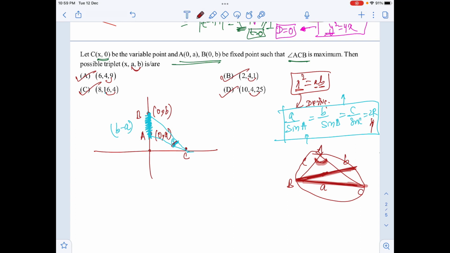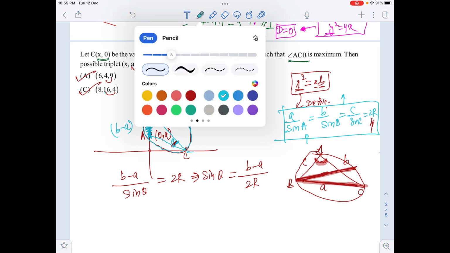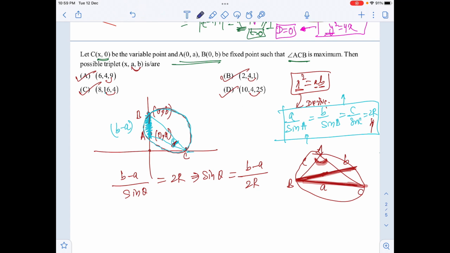Okay, anyway, assuming this information is known to you, now I can do it like this: a by sin A, which means here b minus a by sin theta, that will be 2R. So from here sin theta we get as b minus a by 2R. Now look, what is the significance of R? If I draw a circle passing through these 3 points, the radius of this circle signifies the value of R, right? So that is basically the circumradius.